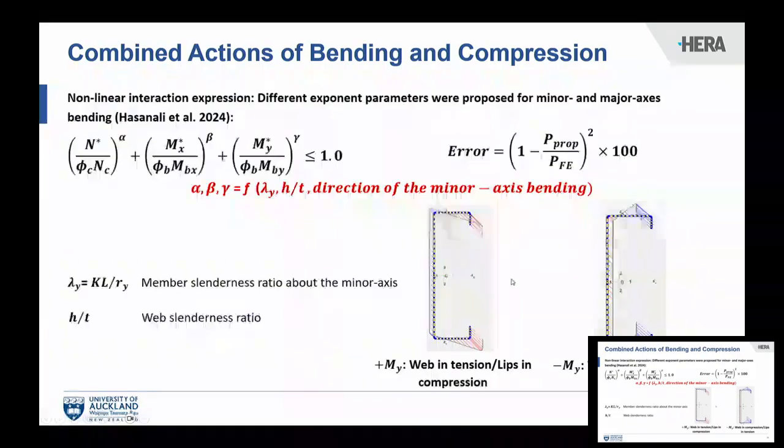In these two pictures, you can see the direction of the minor axis bending can provide different buckling. It can provide different stress on the cross section. When the minor axis bending is positive, you can see lips subjected to compression, while the negative one can cause tension on the lips. This actually can cause differences in the failure modes, and the failure modes were thoroughly investigated in my PhD.